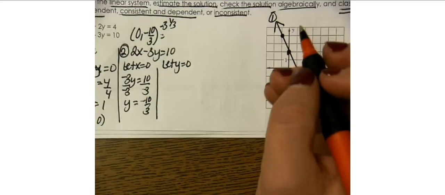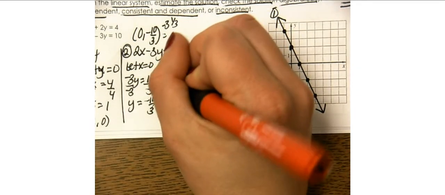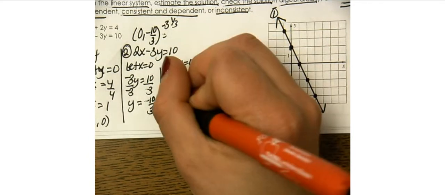Next, I'm going to identify my x-intercept by letting y equal 0. So I'm going to go 2x is equal to 10, and I'm going to divide both sides by 2, and I find that x is equal to 5. So I'm going to plot the ordered pair 5, 0. I'm going to go over 1, 2, 3, 4, 5, and I'm going to plot 5, 0.